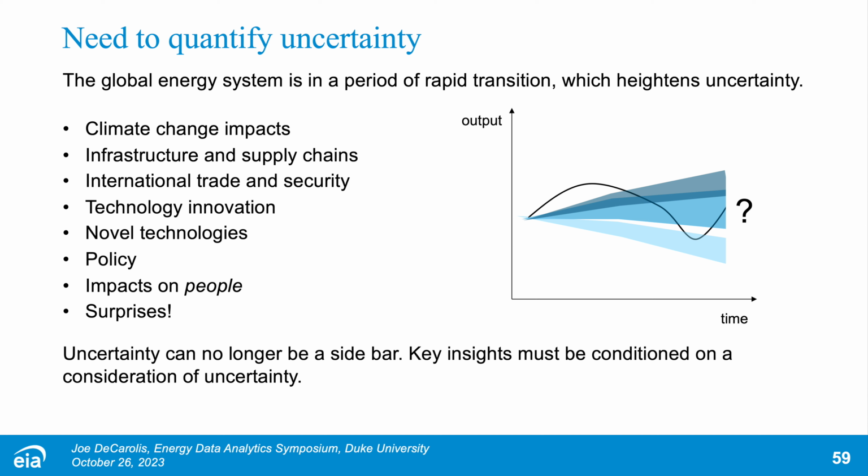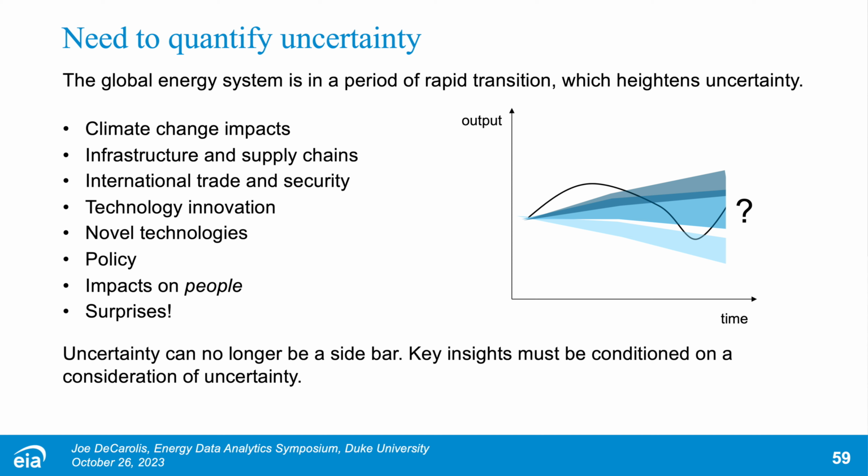Like climate change impacts, again, infrastructure and supply chains. How is international trade and security going to evolve over time? How is technology innovation going to unfold? What about novel technologies, particularly where we don't have a lot of robust data to characterize those technologies because they're at an early stage? Again, how do we model policy that's not a simple price on carbon or a carbon cap? Right? We've got to make sure we have the knobs embedded in the model to be able to do that.